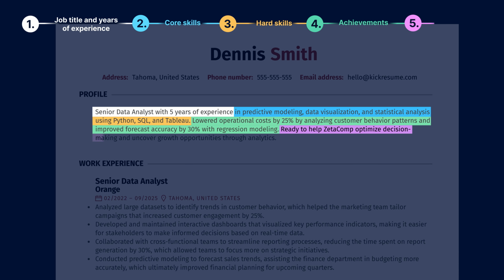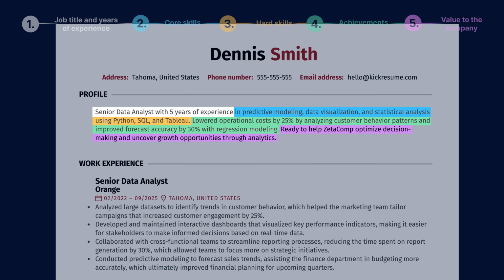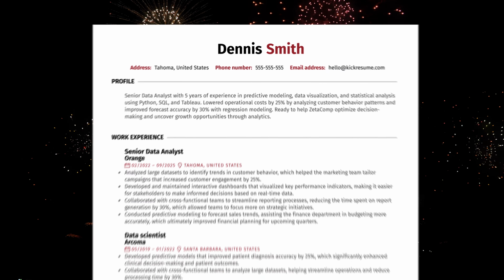Finally, wrap it up by showing what you can do for them. Dennis expresses enthusiasm and makes it clear how he's going to add value to their company. And look at that, that's pretty much it.